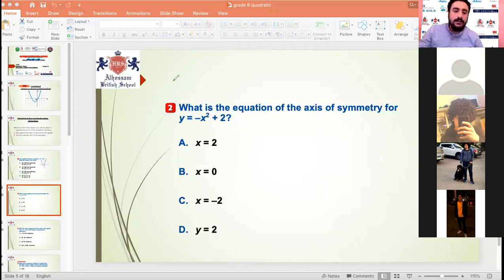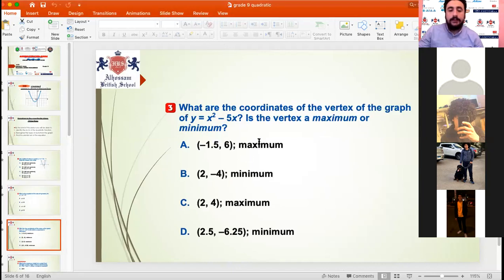Let's take another example. What are the coordinates of the vertex of the curve of the graph of y equals x power 2 minus 5x? Is the vertex maximum or minimum?